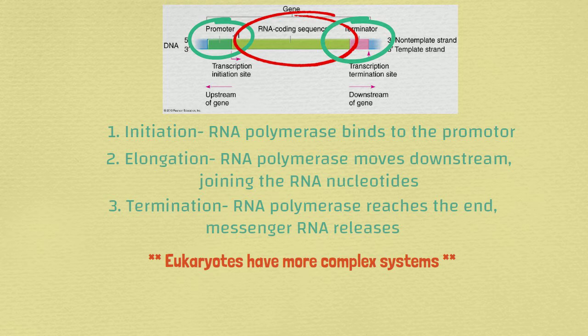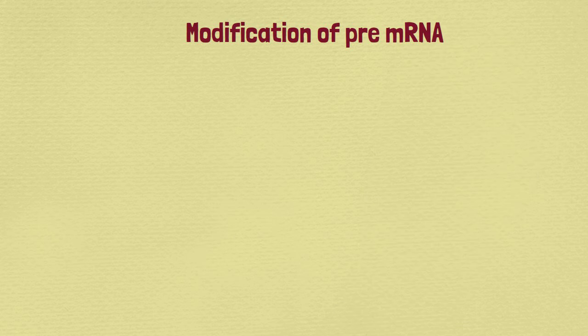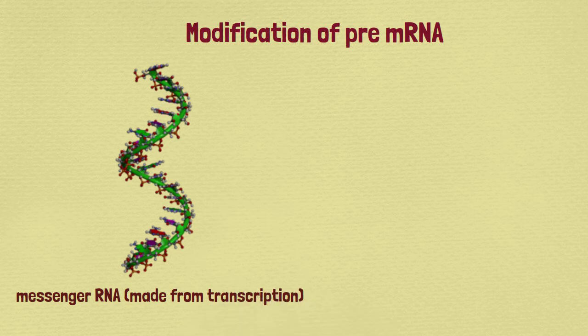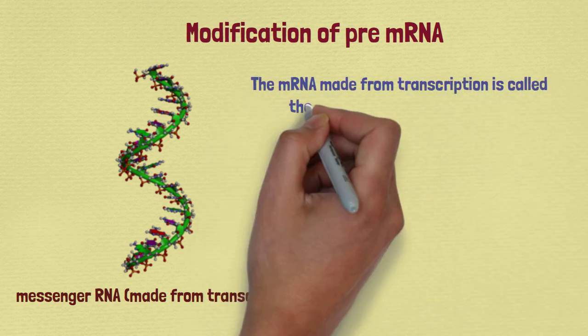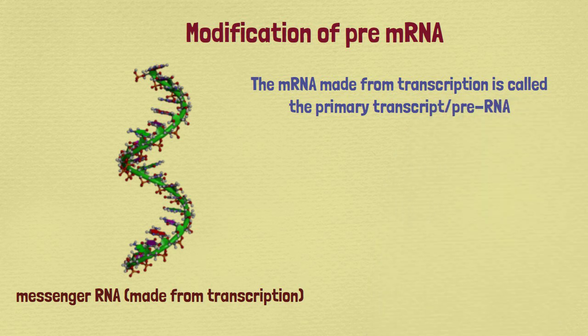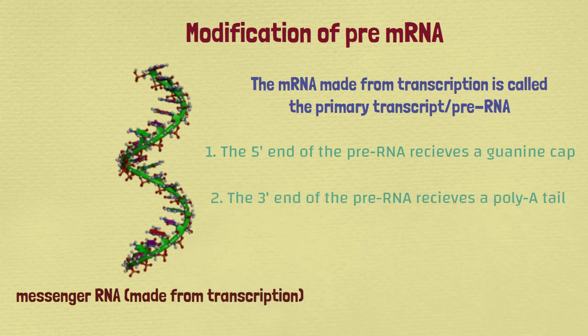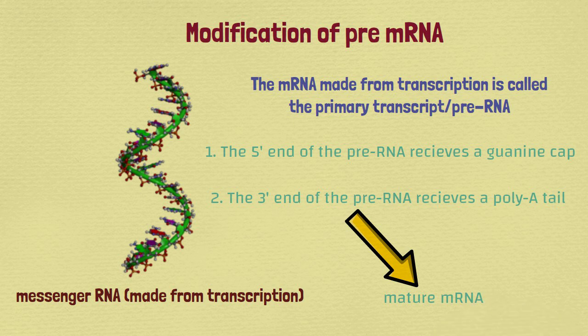However, before we can move on to translation, there is a small step, and it's the modification of pre-RNA. This molecule here is messenger RNA, and it's made from transcription. The mRNA made from transcription is called the primary transcript, or the pre-RNA. The modifications happen when the 5' end of the pre-RNA receives a guanine cap, and the 3' end of the pre-RNA receives a poly-A tail. After these steps are done, the pre-RNA then becomes the mature RNA. The mature messenger RNA is the RNA that moves on to translation.